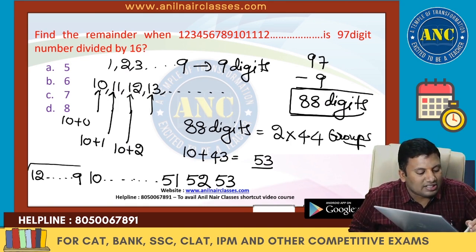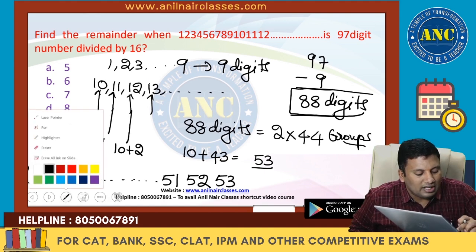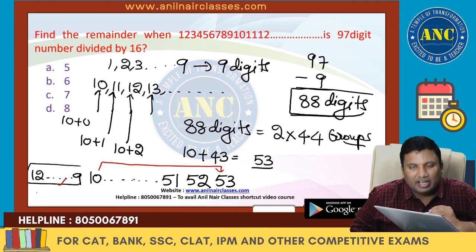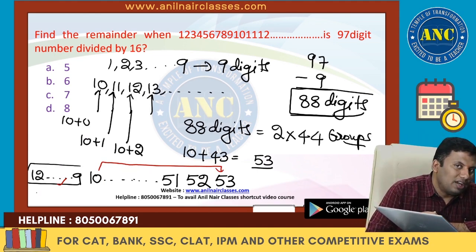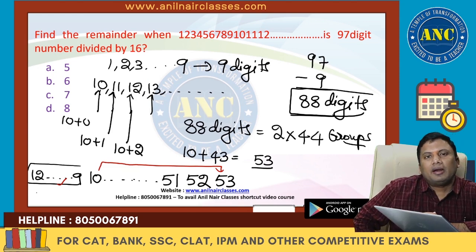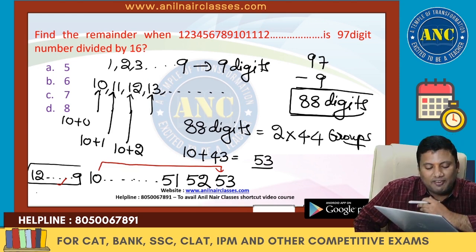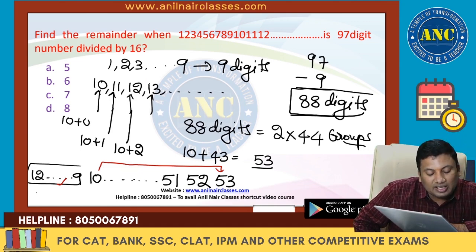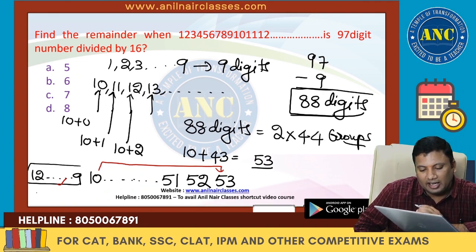These are all single digits. 9 into 1 is nothing but 9 single digits. From 10 to 53, total 44 numbers I wrote. Every number is a group of 2 digits. 44 into 2 is 88. 88 plus 9 is nothing but 97. I hope the idea is clear.